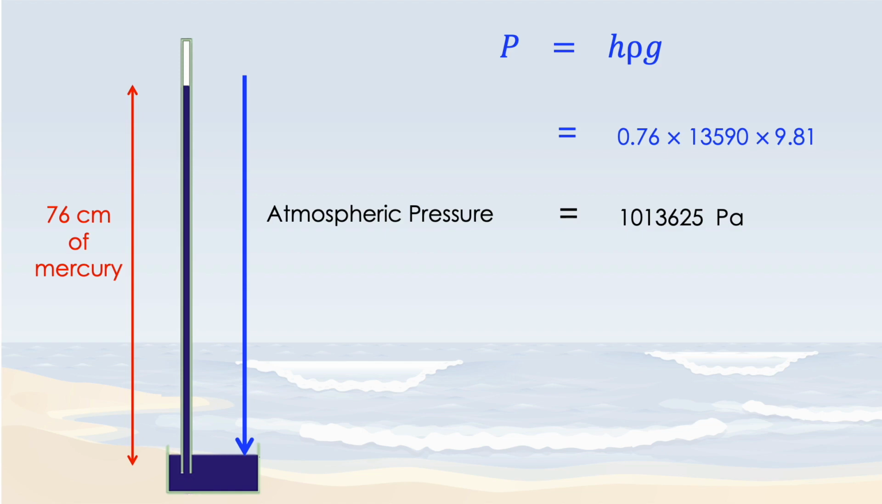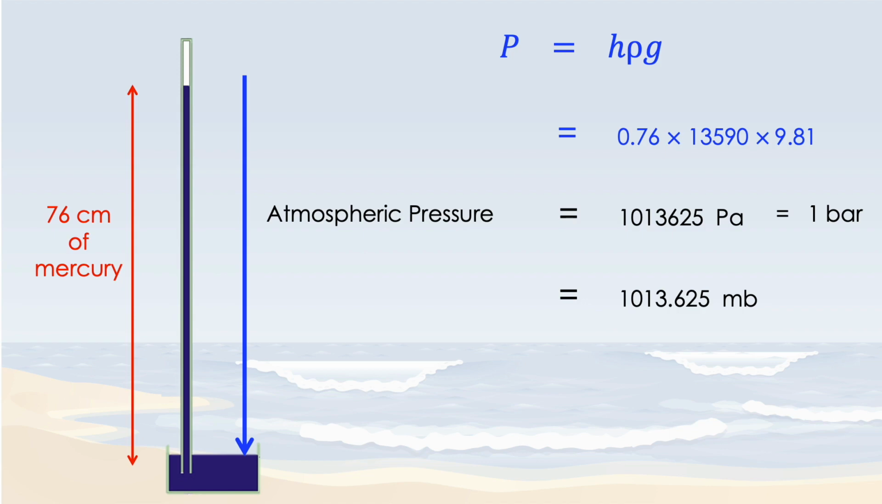Although pascal is the SI unit of pressure, we also use a number of other units to express atmospheric pressure. The pressure exerted by the atmosphere at mean sea level is equal to 1 bar. Since 1 bar is equal to 1013625 pascals, the atmospheric pressure is equal to 1013.625 millibars.